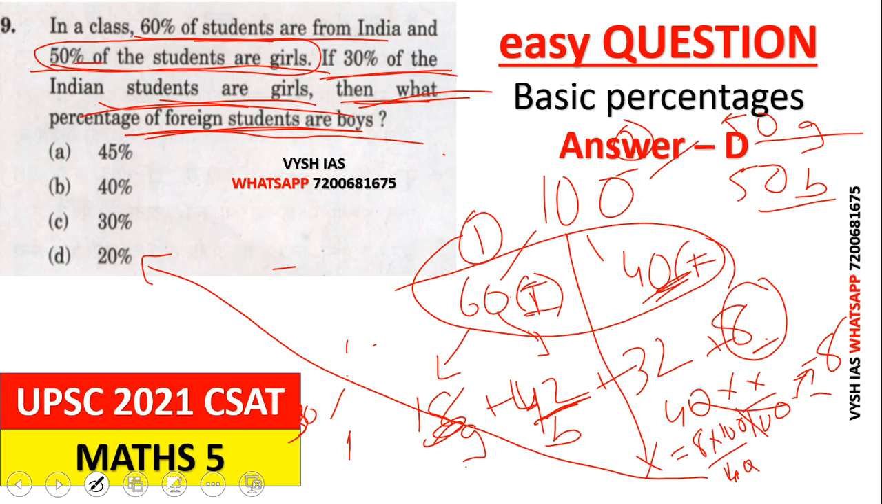Okay, I just skipped one line. That is why I simply complicated it, and I myself while explaining sometimes go wrong. Okay, so this is 20%.